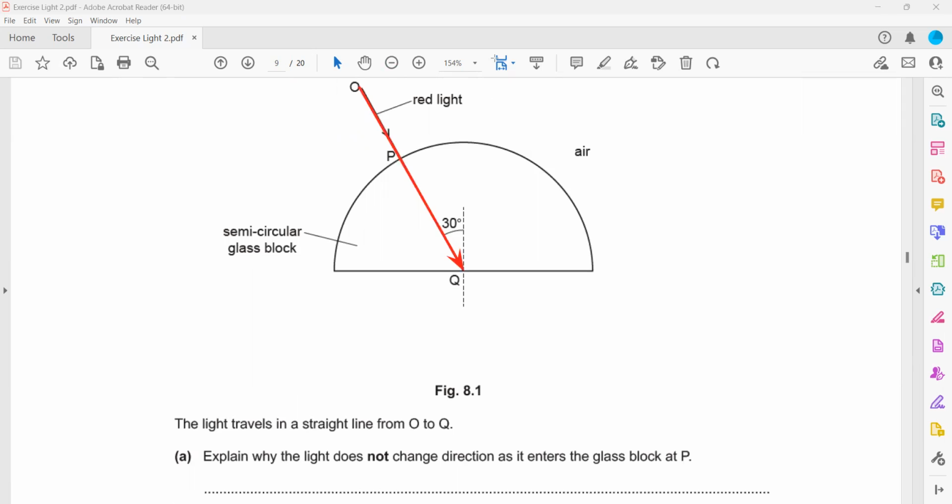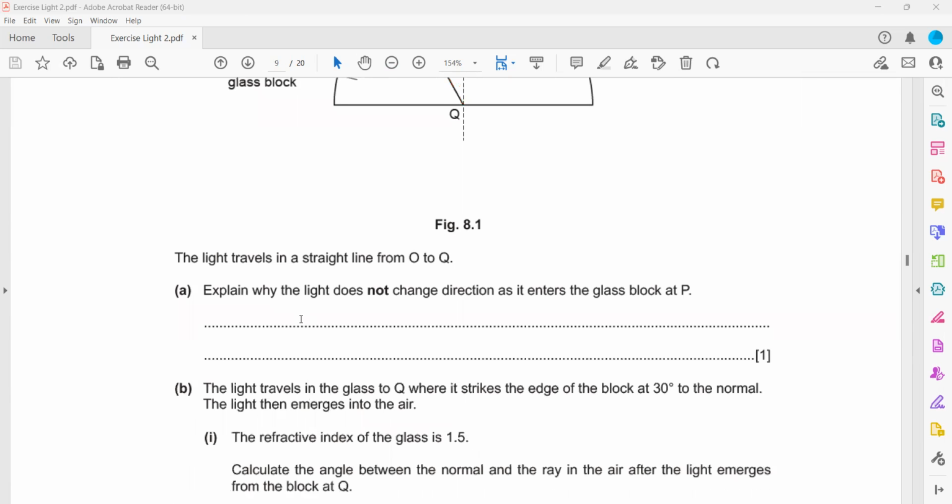Along the normal. Passing along the normal, the angle of incidence is 0, so the angle of refraction should also be 0. But the most simple possible answer is: it was passing along the normal. Because when the light is passing along the normal, it will not change the direction, it only changes the speed.